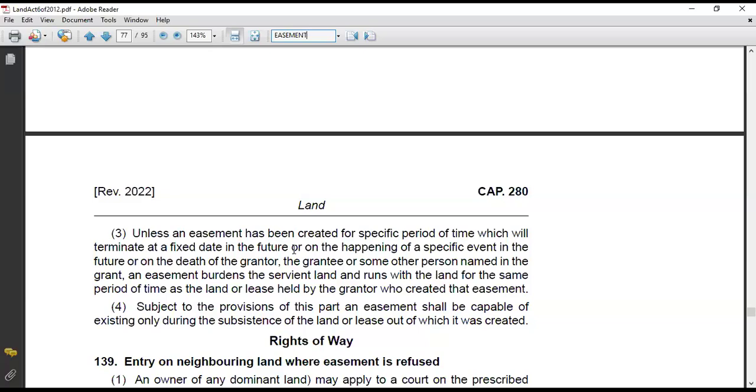Consent of both parties: the easement can be terminated if both parties agree to end it. Court order: a court can terminate the easement if it deems appropriate based on the circumstances. So that was the answer. I have given you more answers than required.